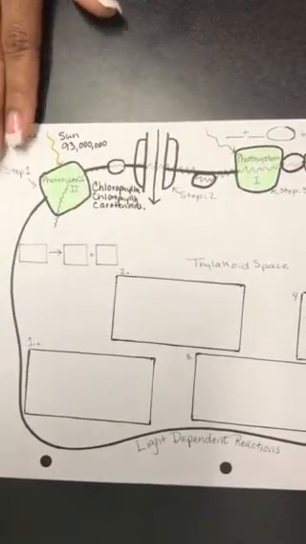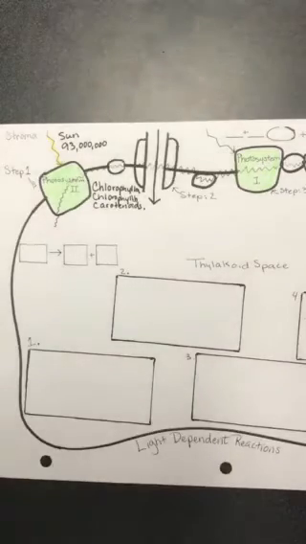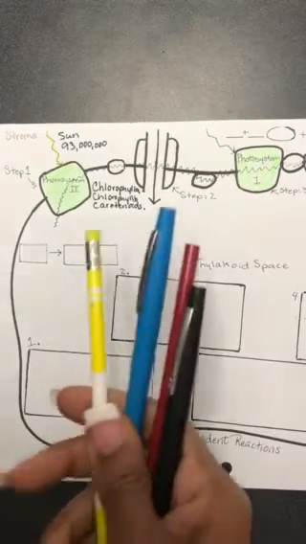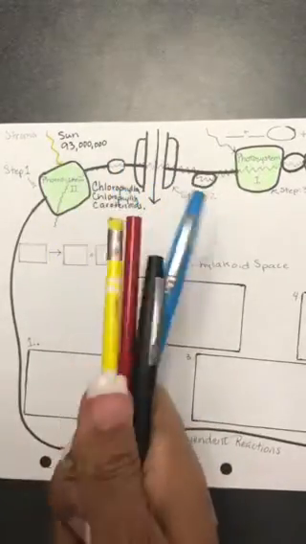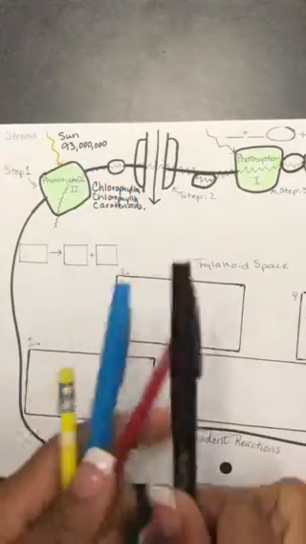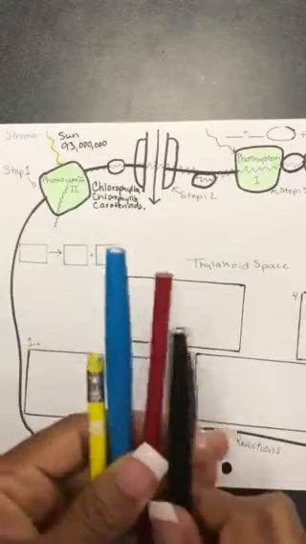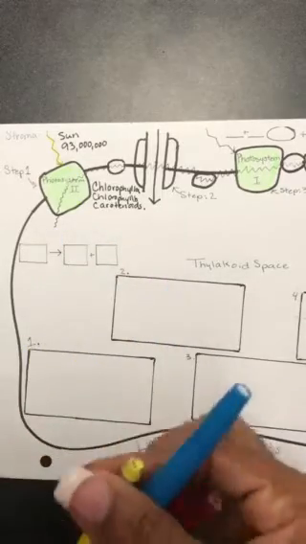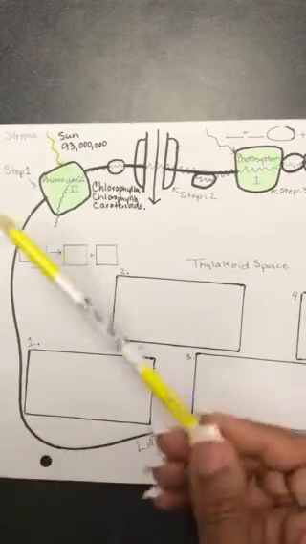Okay, so here's your diagram that I gave you earlier today. You're going to need 4 colors. You're going to need a yellow, a blue, a red, and a black. Hopefully I can do this video without causing my iPad to fall on the floor. All right, so I'm going to go ahead and start off with the yellow.